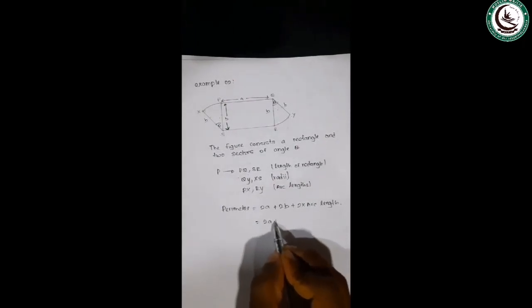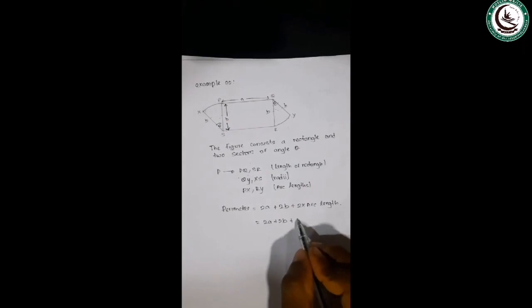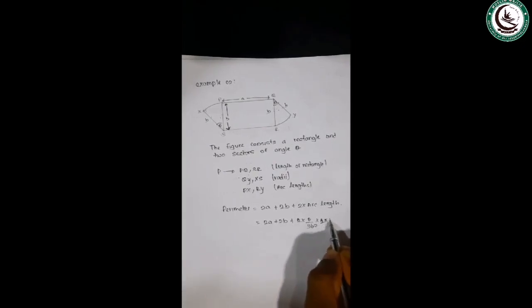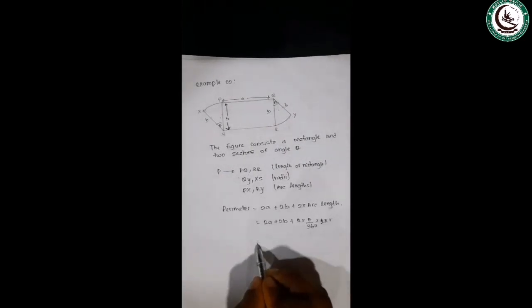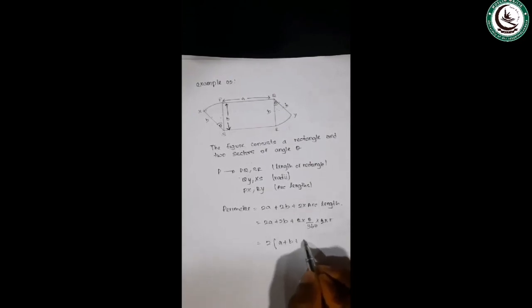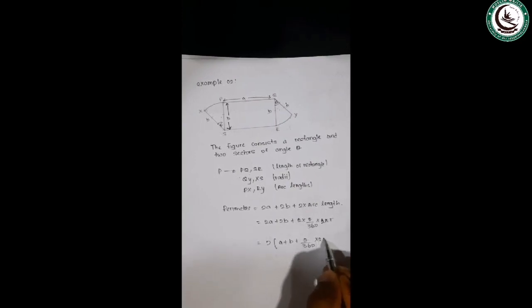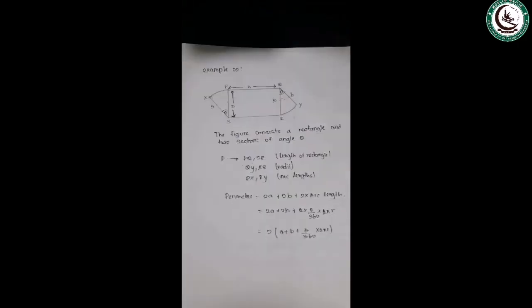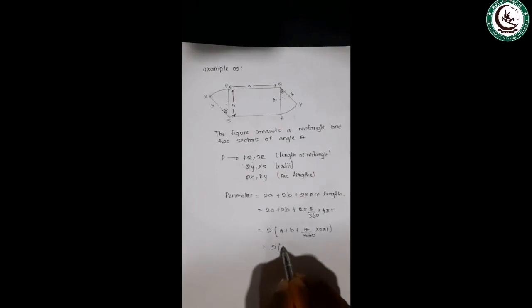So that would be 2A plus 2B plus 2 into, the angle is theta, so theta over 360 into 2 pi r. That would be 2 times (A plus B) plus theta over 360 into 2 pi r. Here the r is B.